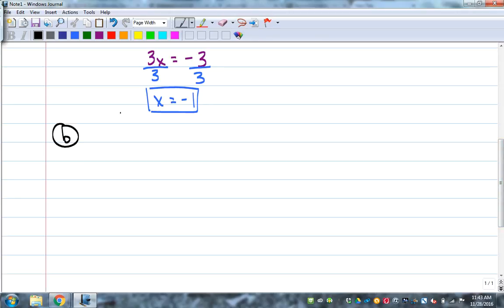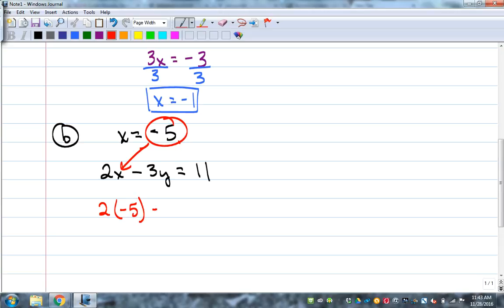Let's say we had one that said x equals negative 5, and then the second equation is 2x minus 3y is equal to 11. So what are we going to substitute on this one? Negative 5 in the place of x. So we're going to take this negative 5, put it in the place of that x. And then we will solve that equation for what? For y. So we have 2 times negative 5 minus 3y is equal to 11.